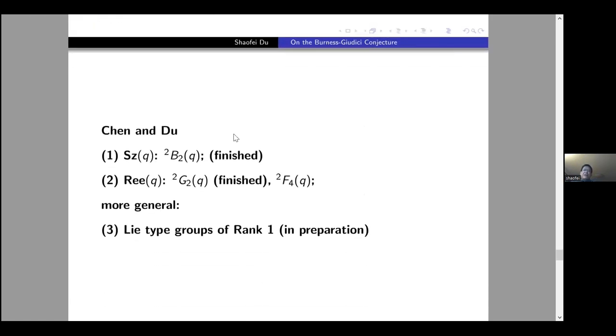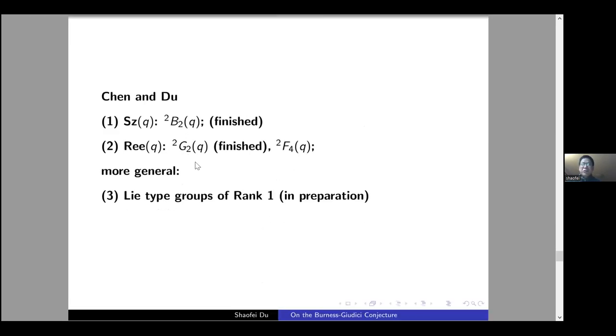Also, Hu Ye and I work on the Suzuki group, and also the Ree group. This group is finished. You know, all these groups are Lie type groups of rank one. There is another group of rank one, PSU3(q). We still meet a very difficult problem. We cannot fix it. We still work on it.